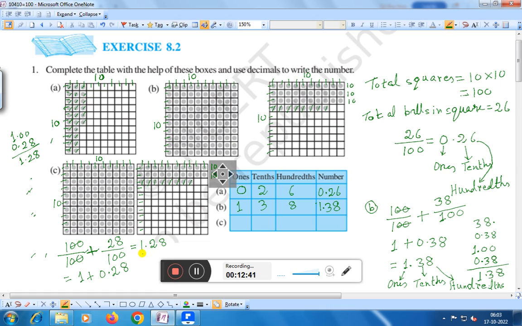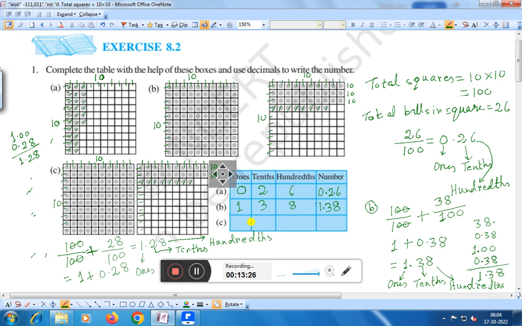Now you see, this is the ones place, and 2 is in the tenths place. 2 is in the tenths place, and 8 is in the hundredths place.